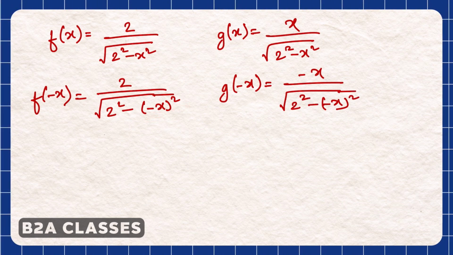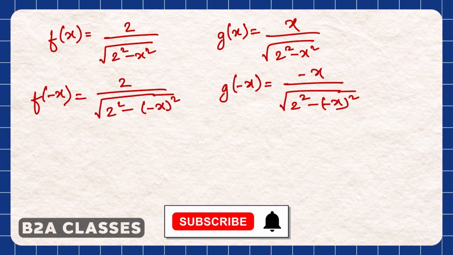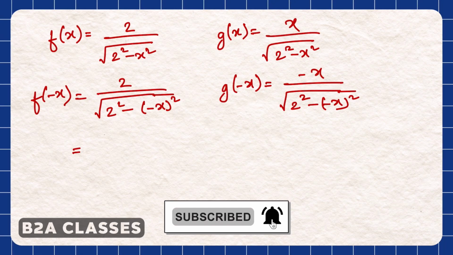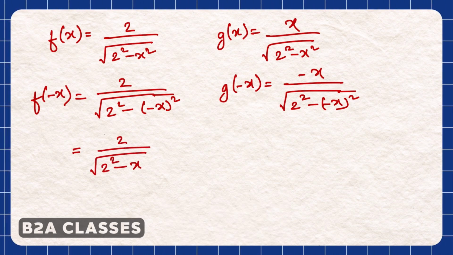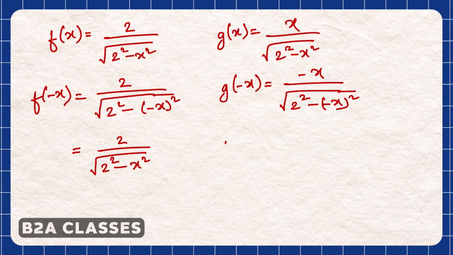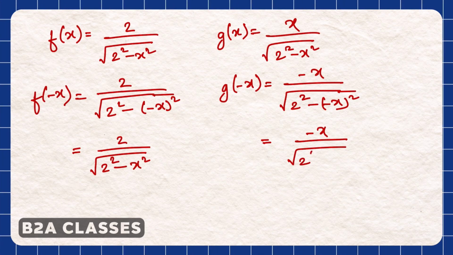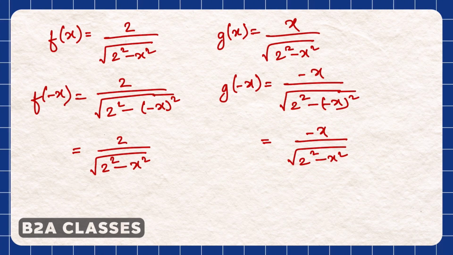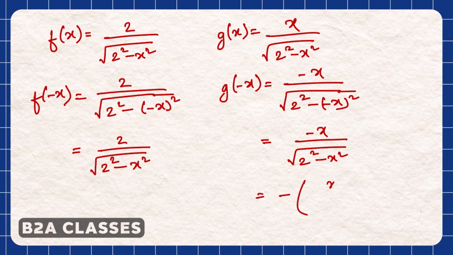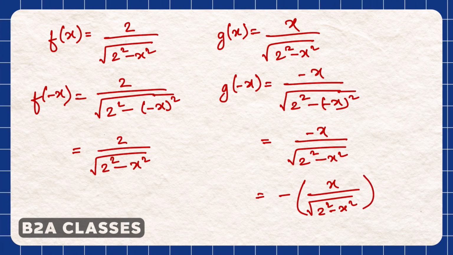Now you can clearly see this is (minus x) square, and (minus x) square will become x square. Similarly here also (minus x) square will become x square. So equals 2 by root over 2 square minus x square. And this will be minus x by root over 2 square minus x square. And this we can write as minus x by root over 2 square minus x square.